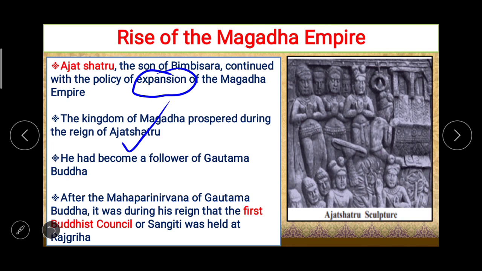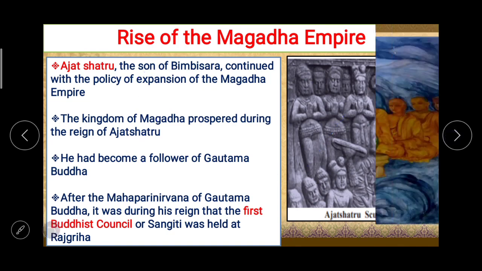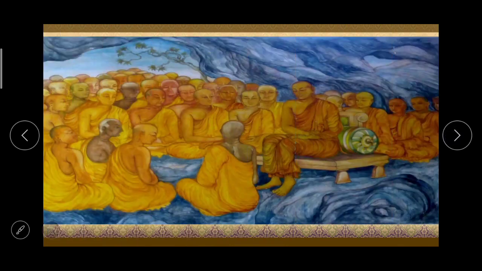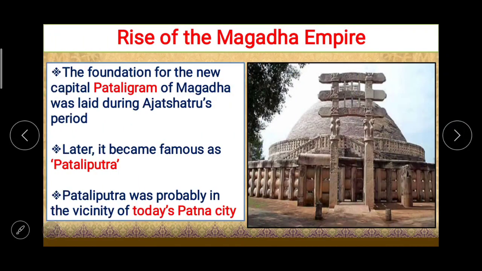After the Mahaparinirvana of Gautam Buddha, it was during his reign that the first Buddhist Council or Sangiti was held at Rajgriha. Here in the image you can see the Ajatashatru sculpture, and he was also known for the first Buddhist Council, which is an important one in Buddhist history.